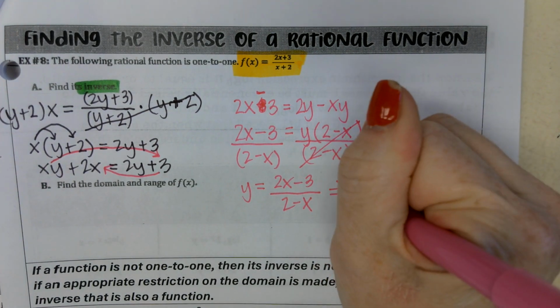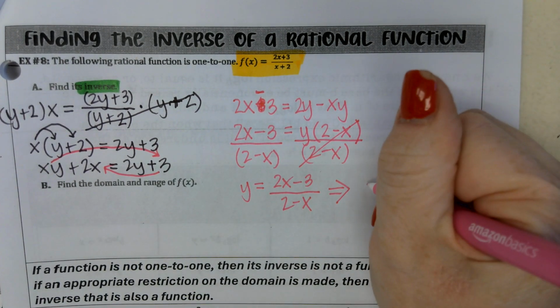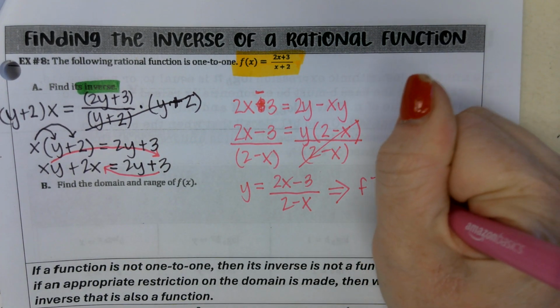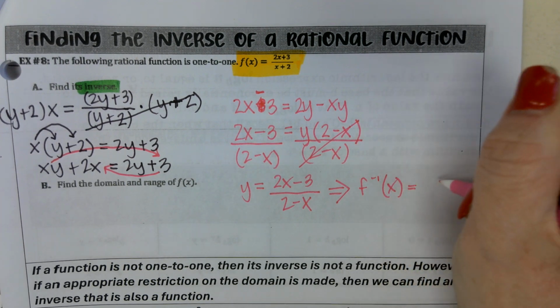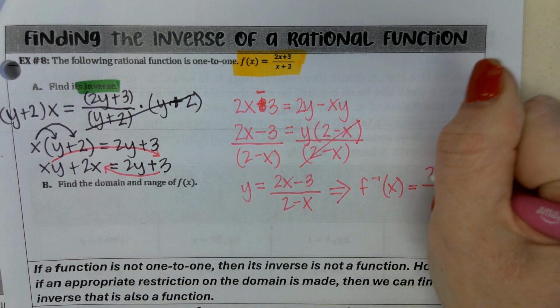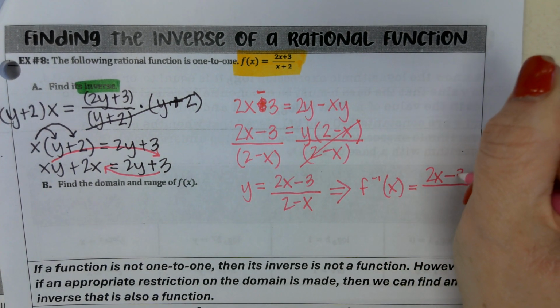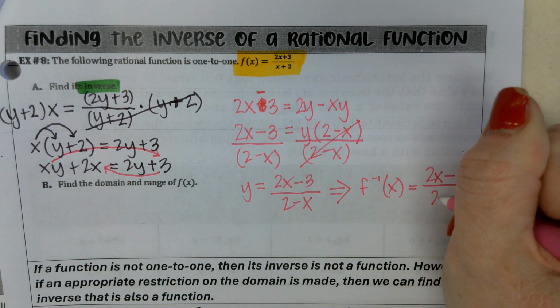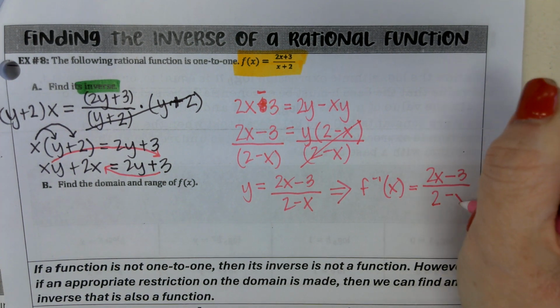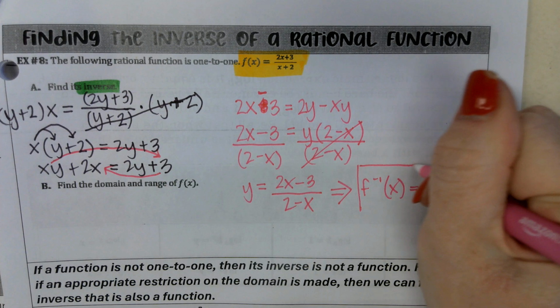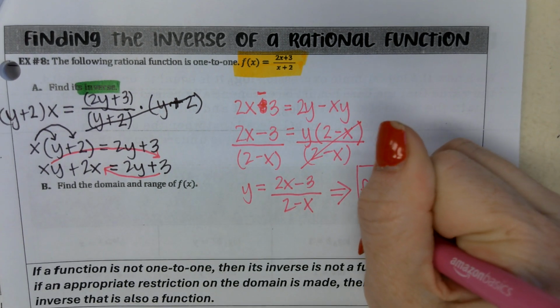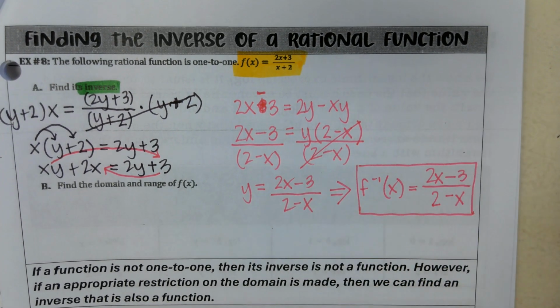I'm then going to go so far as to show I'm changing my notation back. This is f inverse of x, and it is this rational function, 2x minus 3 over 2 minus x.